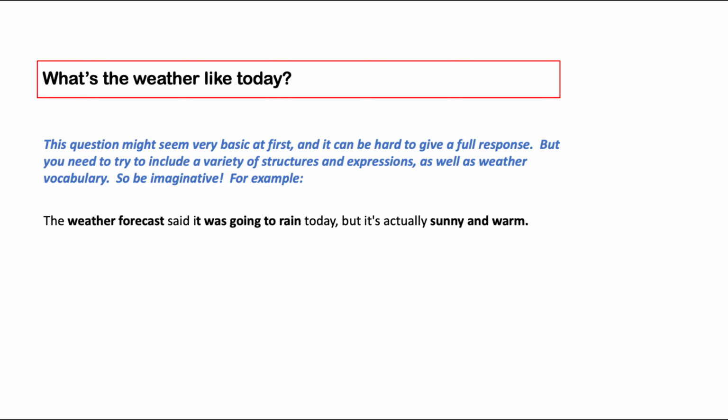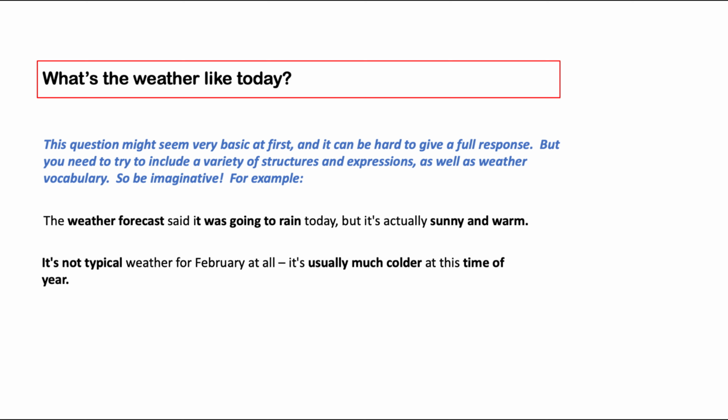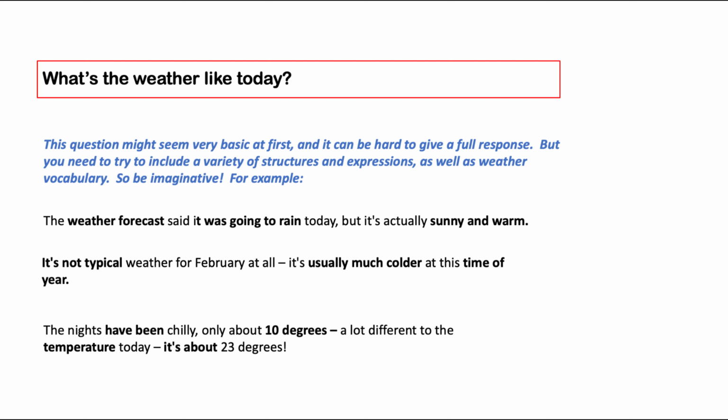the weather forecast said it was going to rain today, but it's actually sunny and warm. It's not typical weather for February at all. It's usually much colder at this time of year. The nights have been chilly, only about 10 degrees. A lot different to the temperature today. It's about 23 degrees.